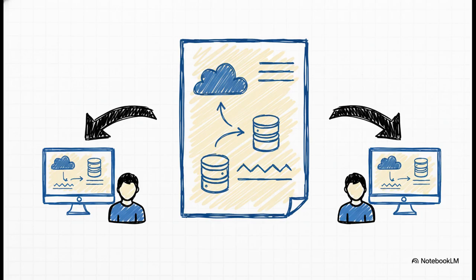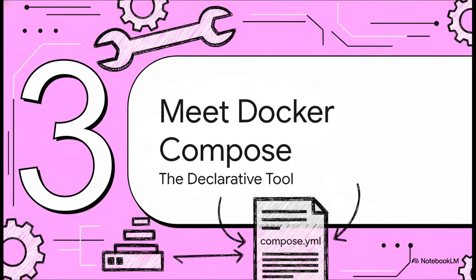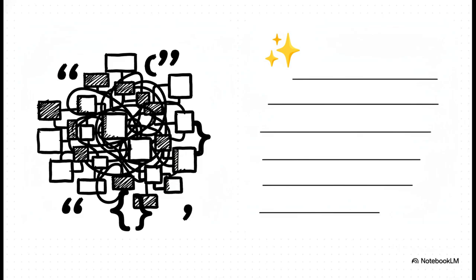So what does this GPS destination look like in our world? It's a blueprint, a single, standardized file that acts as the single source of truth for our entire application setup. Anyone on the team can grab this one file and spin up an identical environment every single time. And this is where Docker Compose finally comes into the picture. It's the tool that takes our declarative blueprint, a file that's usually just called compose.yaml, and brings it to life.